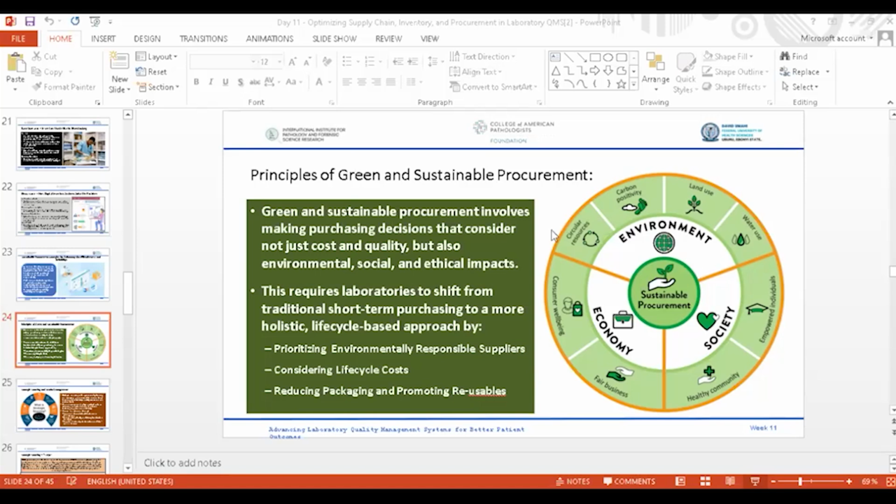So if you look at this diagram, you see the sustainable procurement strategies. You have the environment, you have the society to consider, you have the economic aspect to consider. When you're considering the environment, you look at the circular resources, carbon positivity, land use, water use. When you're considering the economy, you're looking at consumer well-being, fair business, then society, healthy community, empowered individuals.